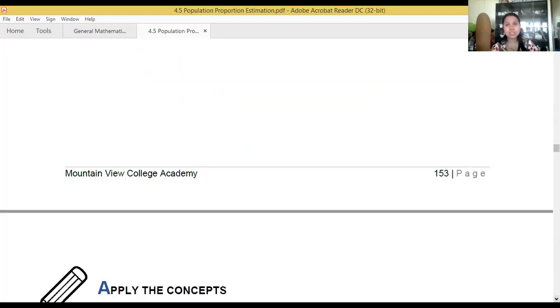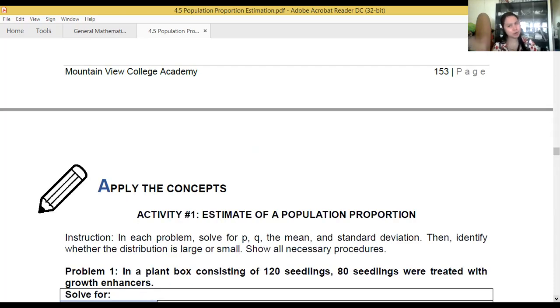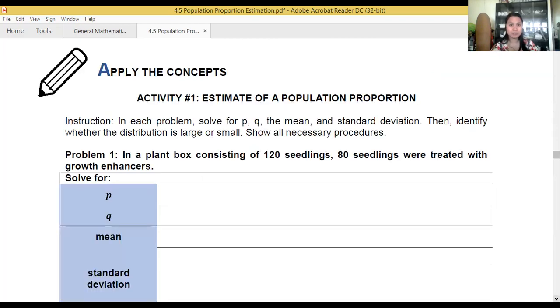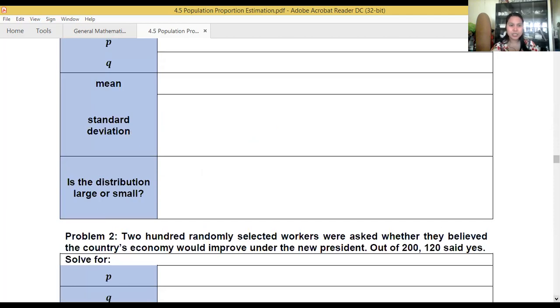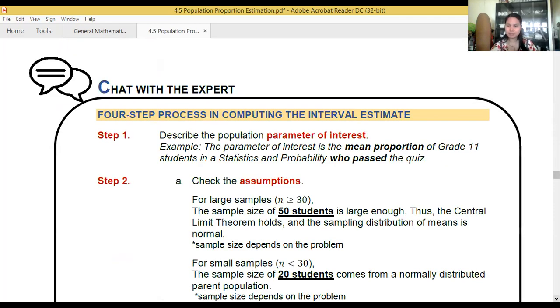What if it includes 0 or 1, ma'am? Then, if it includes 0 or 1, the sample size is small. Will the 30 or more or the below 30 apply here? No. Again, that's a formula to determine whether the sample size is large or small in a proportion. So here's your first activity.